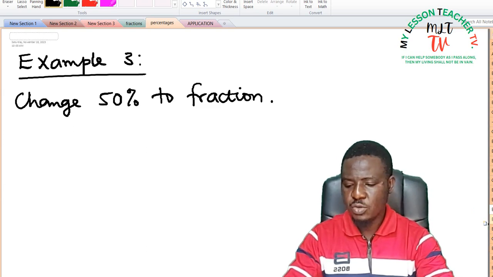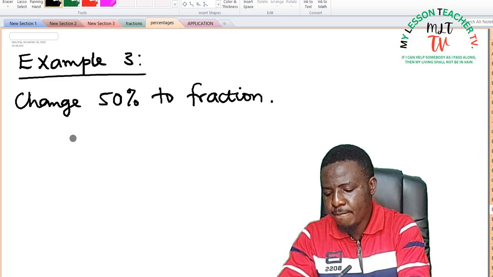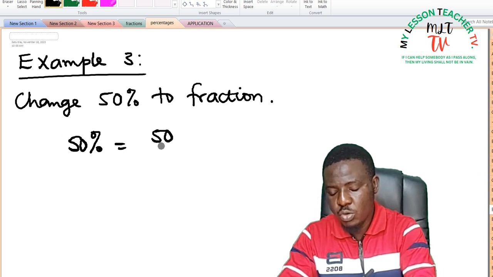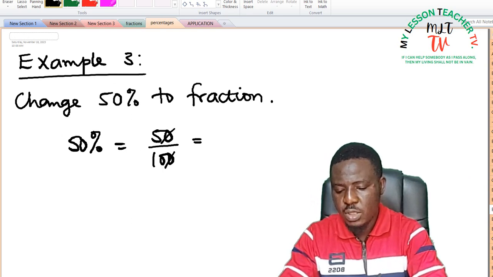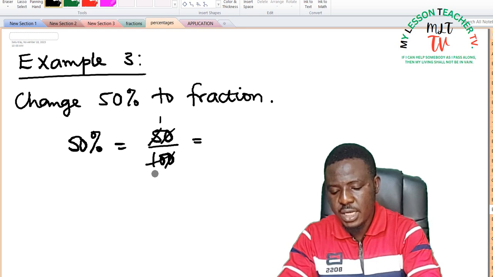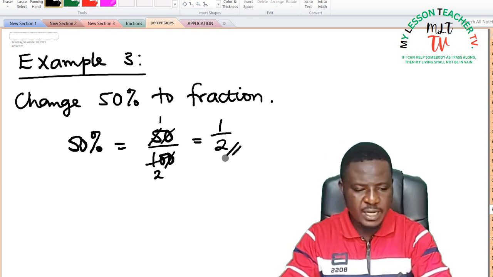Example 3, we're asked to change 15% to a fraction. And just like I said, 15% is equal to 15 divided by 100, which is equal to... 10 will cancel. 5 into itself is 1. 5 into 10 is 2. That is equal to 1 over 2, or a half.